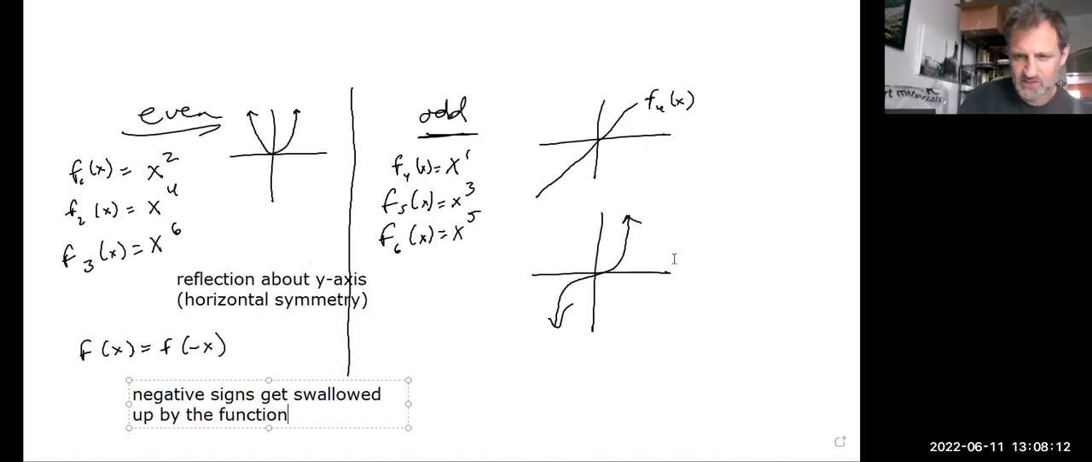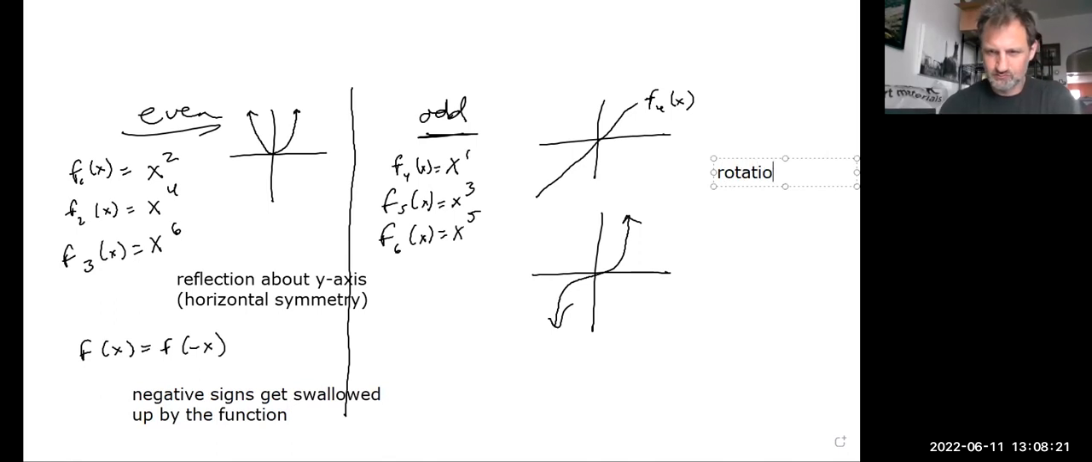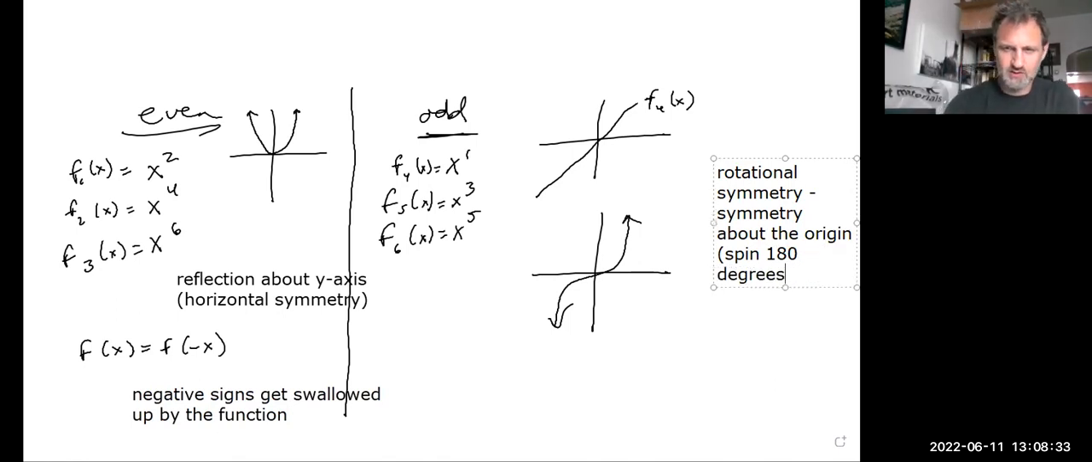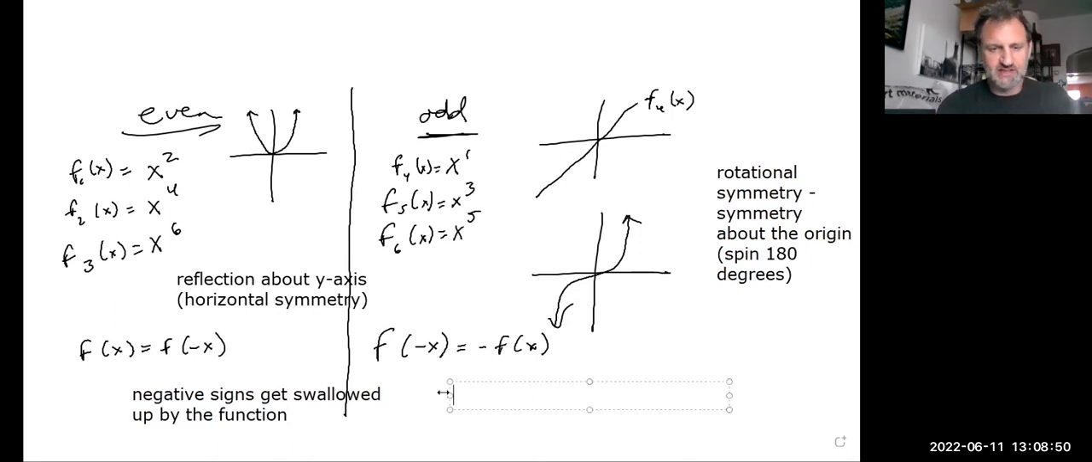Right? Then in terms of odd symmetry, what happens here is, well, first of all, this is rotational symmetry, which is symmetry about the origin, spin 180 degrees. And what it looks like symbolically is that when I stick in a negative value, the negative basically pops out. Okay, so that's, again, those are kind of words that I say to myself when I put in a negative value.